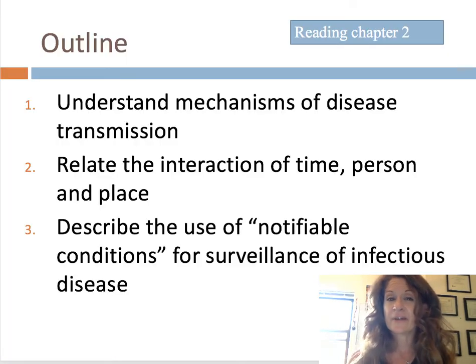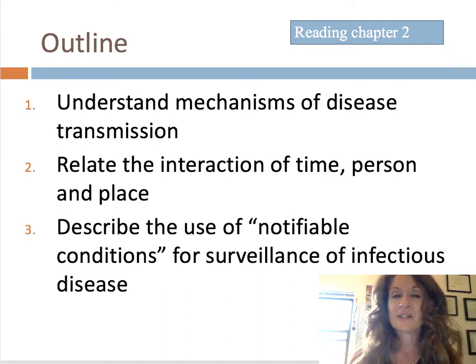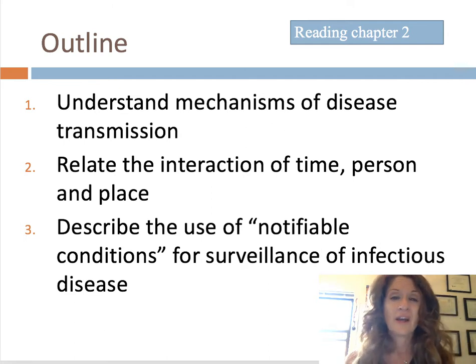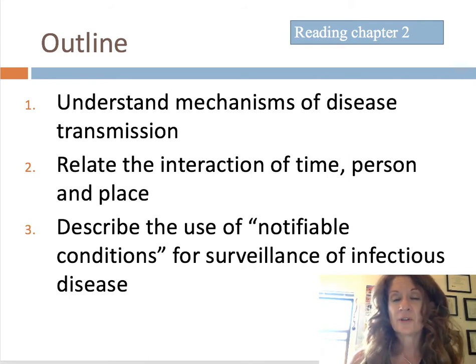So as an outline, we're going to understand the mechanisms of disease transmission, relate disease transmission to person, place, and time, and start to be familiar with the epidemiological triad. And then at the end of this material, we'll describe what notifiable conditions are, and we'll start to think about the different surveillance systems that are in place to capture data on disease transmission or diseases that are taking place, both the prevalence and the incidence of them.